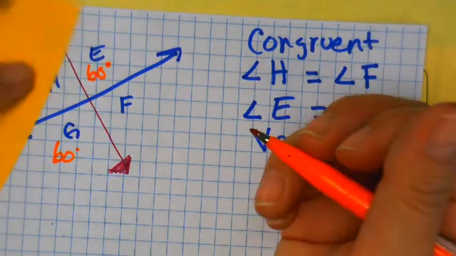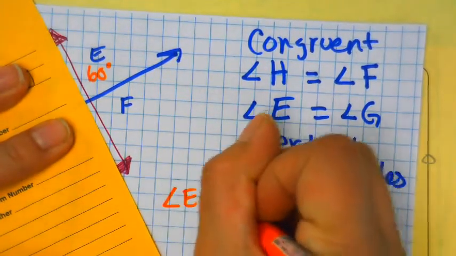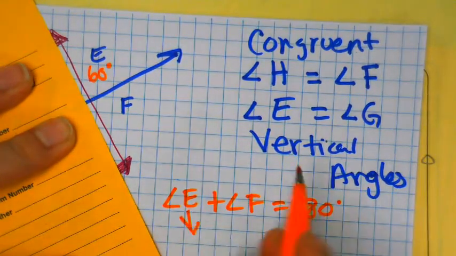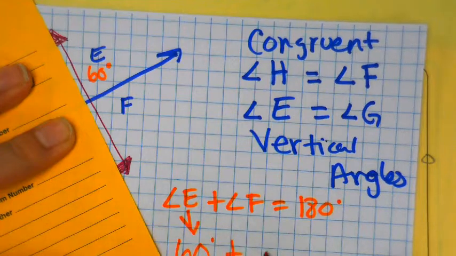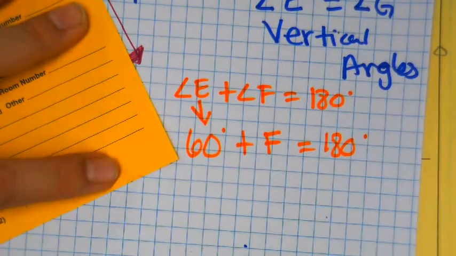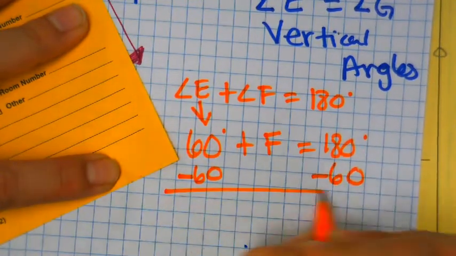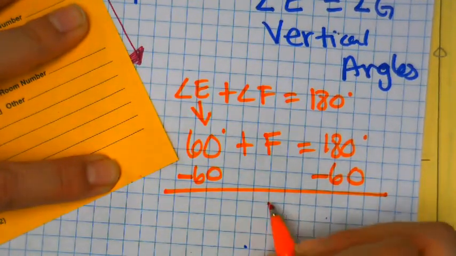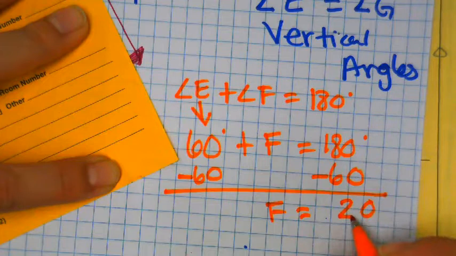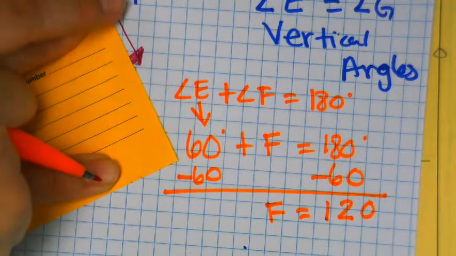So let's just write it down so your brain sees it. Angle E plus angle F have to equal 180, right? I know that angle E, write this down, is 60, plus angle F is equal to 180. Where do you get the 120 from? When you subtract, this is why we're writing it down. F equals 180 minus 60, so 0 minus 0 is 0, 8 minus 6 is 2, 1, 120. That's how we get 120, because we know that together they make 180.